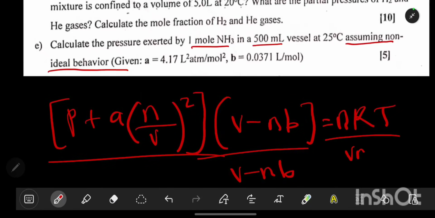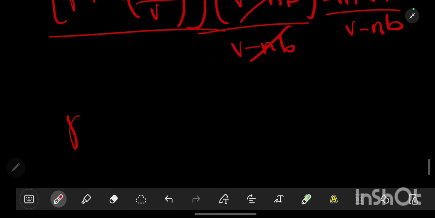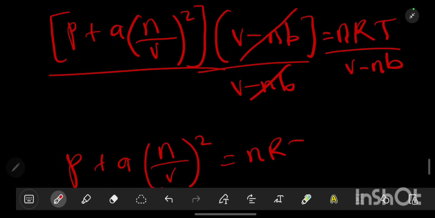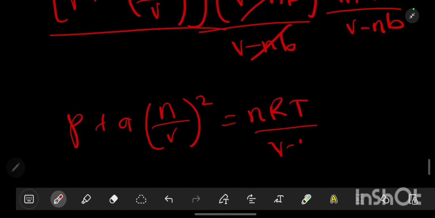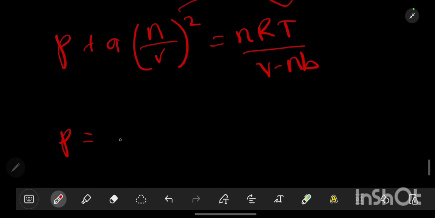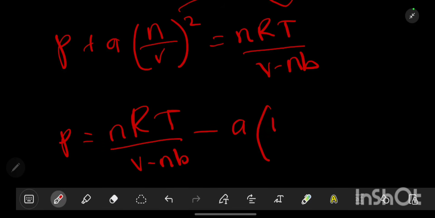Then here we have n, minus V minus nb. So this and this cancel. We are going to remain with our P plus our a, then we have our n over V, then we have squared, which should be equal to nRT over our V minus nb. We take this value to this side, and pressure should be equal to nRT over V minus nb, then minus our a, n over V, then we have squared, like that.